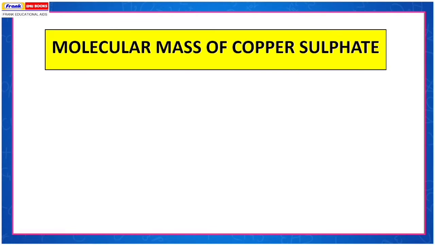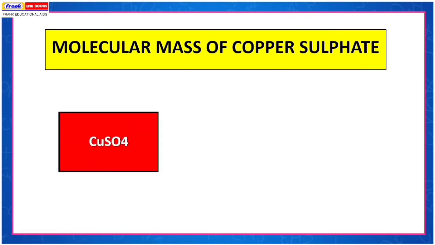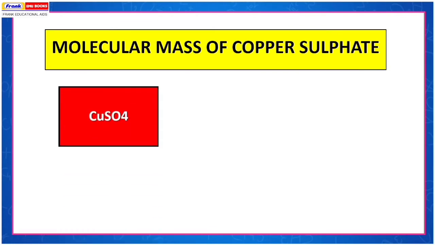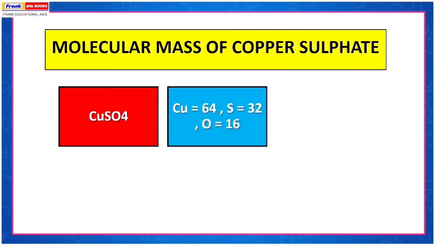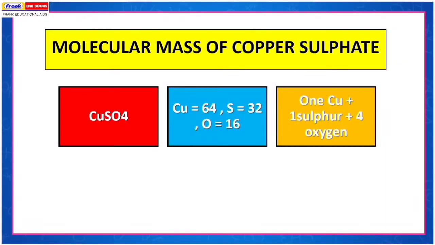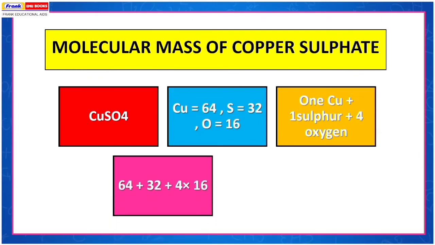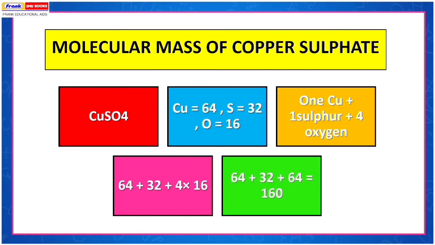Molecular mass of copper sulfate, CuSO4. Cu, atomic mass is 64, sulfur atomic mass is 32 and oxygen atomic mass is 16. 1 copper plus 1 sulfur plus 4 oxygen atoms combine to form the CuSO4 molecule. Thus calculating we get 64 plus 32 plus 4 into 16. That is 64 plus 32 plus 64, which equals 160.